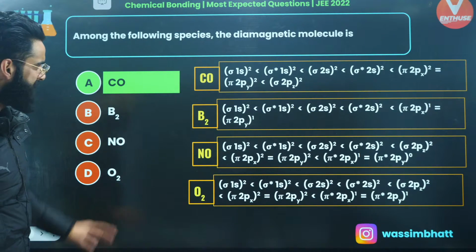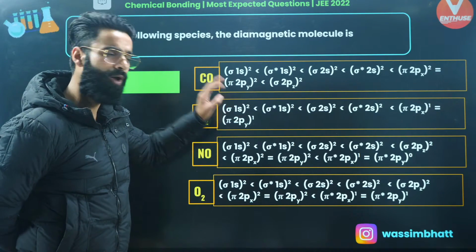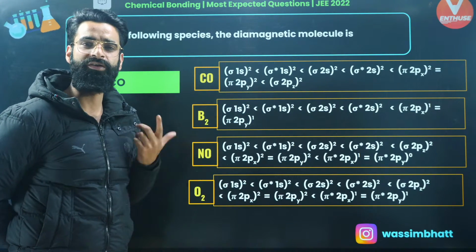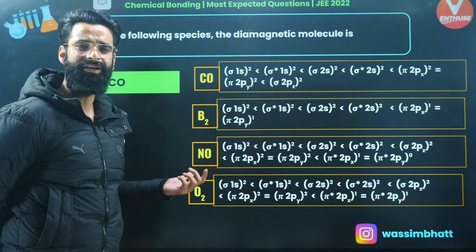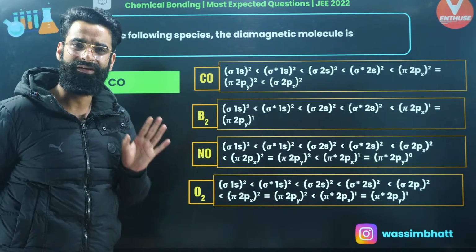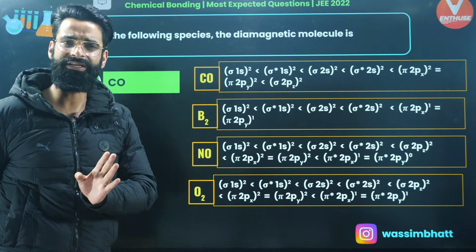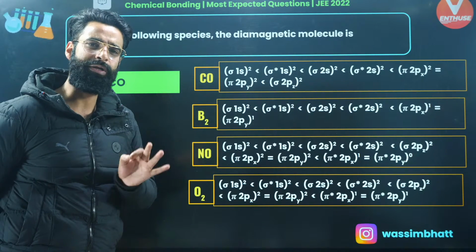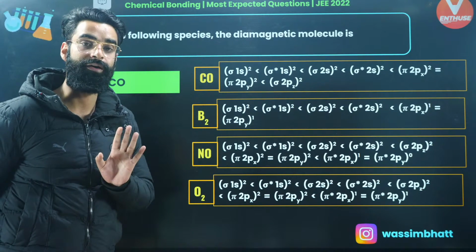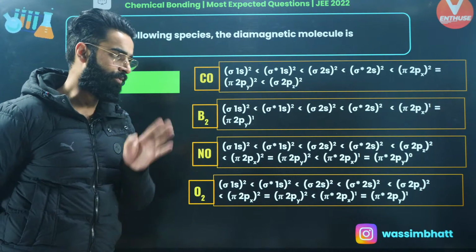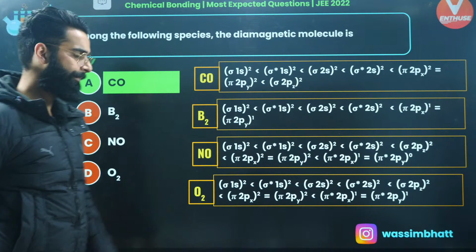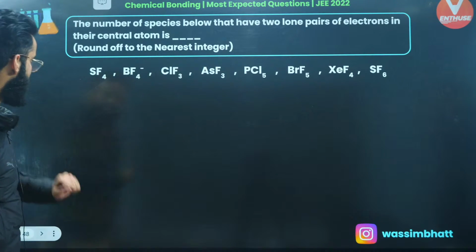Simple. So basically you need to know how to write the molecular orbital configurations of different species, and fill the electrons as per the increasing order of energies. The species where the molecular orbitals have unpaired electrons is paramagnetic. Where the electrons are paired, it's going to be diamagnetic.